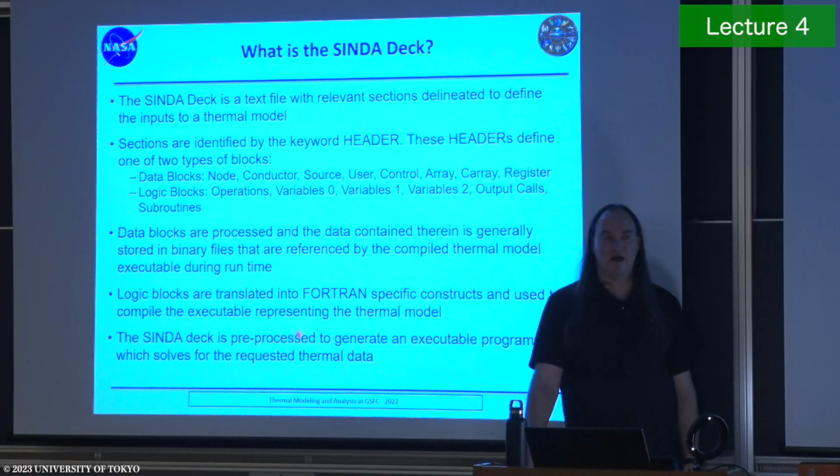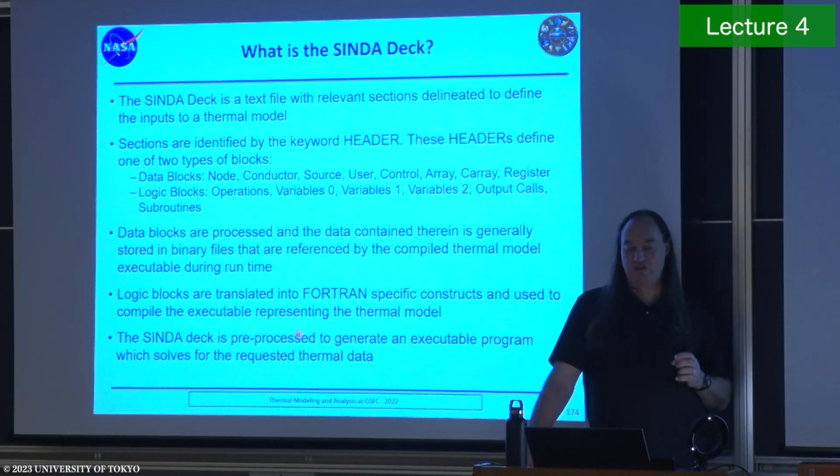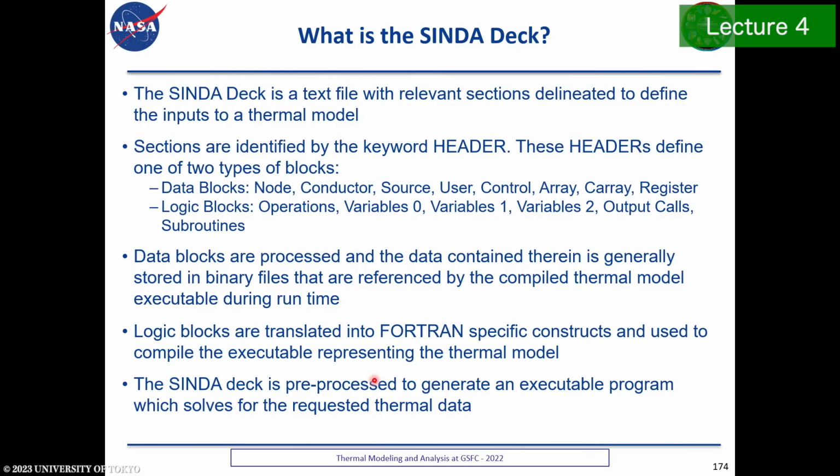It's basically a text file. It's structured with different headers to define what the data is that's going to be in each header. There are 2 types of header blocks. There's data blocks, so nodes, conductors, sources, user data, control data, register data, and then the logic blocks, which are the operations block, variables 0, 1, and 2, output calls, and subroutines. These are Fortran-like instructions, and therefore look more like code, as opposed to the data blocks, which are just numbers and flags to indicate what those numbers mean.